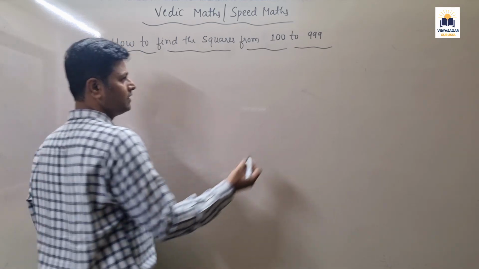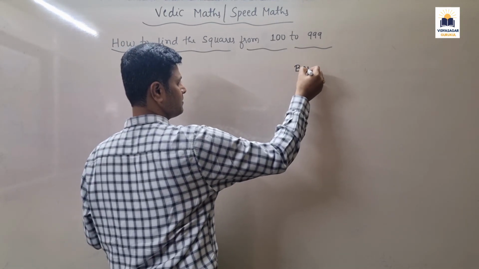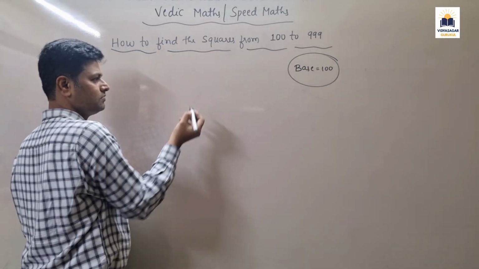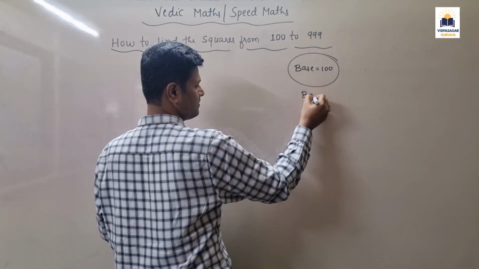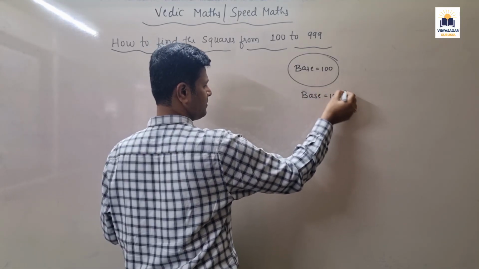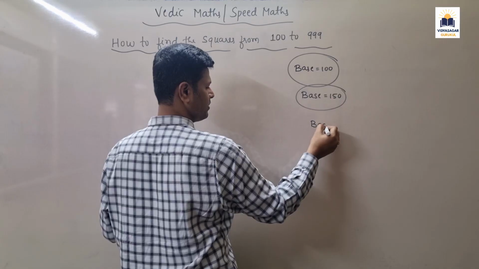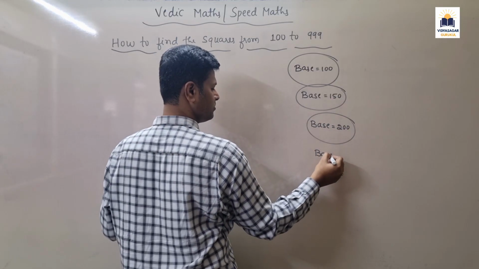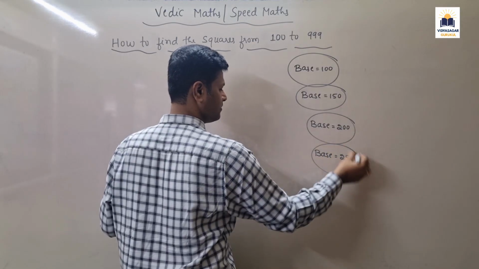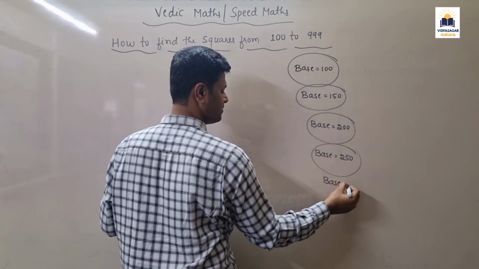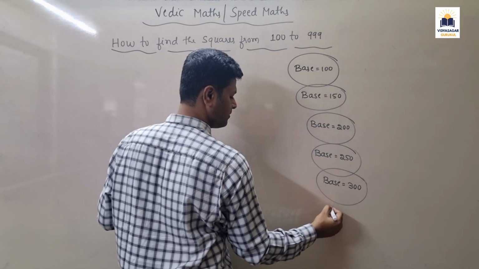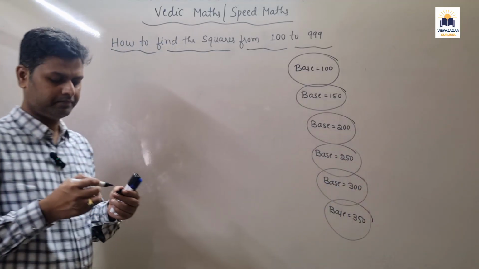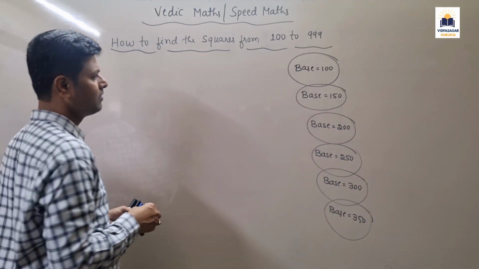If I am talking about the base, the base is 100, plus one more base is 150, base is 200, base is 250, base is 300, base is 350. Okay.